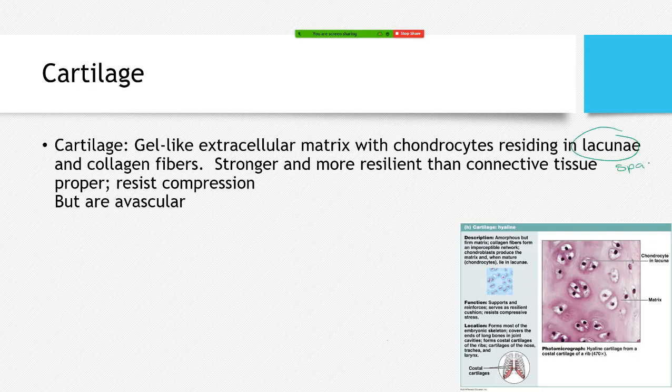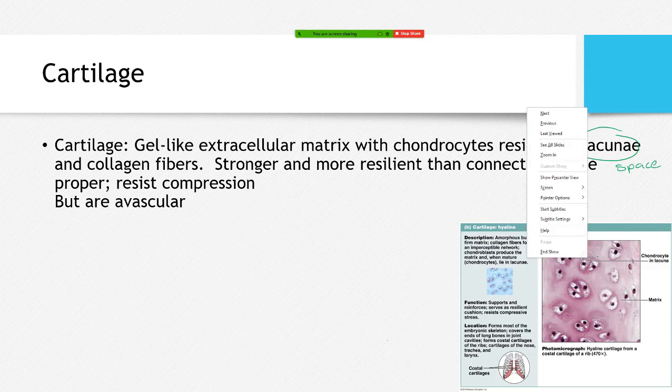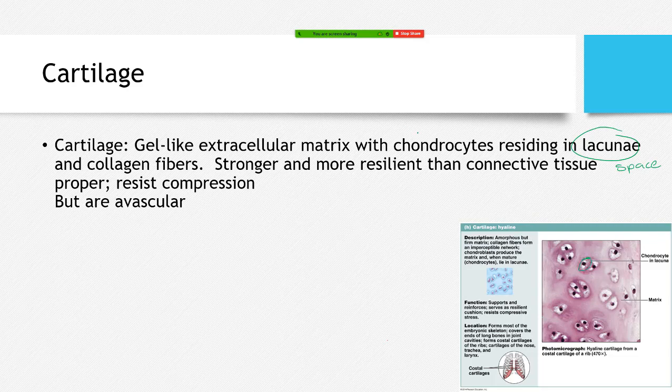So this is going to be a space. In this one, you could see a little space over here on the side. You see the chondrocyte over here. Whenever you look at the word chondro, it means cartilage. And remember, what does cyte mean again? What does the word cyte mean?